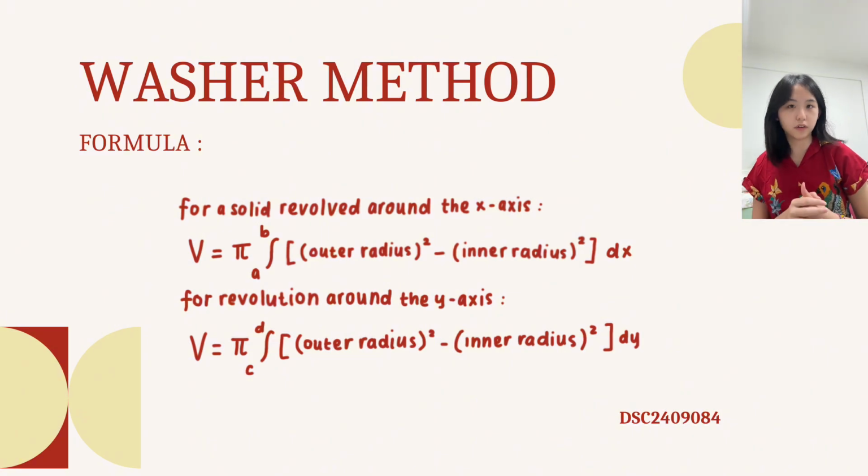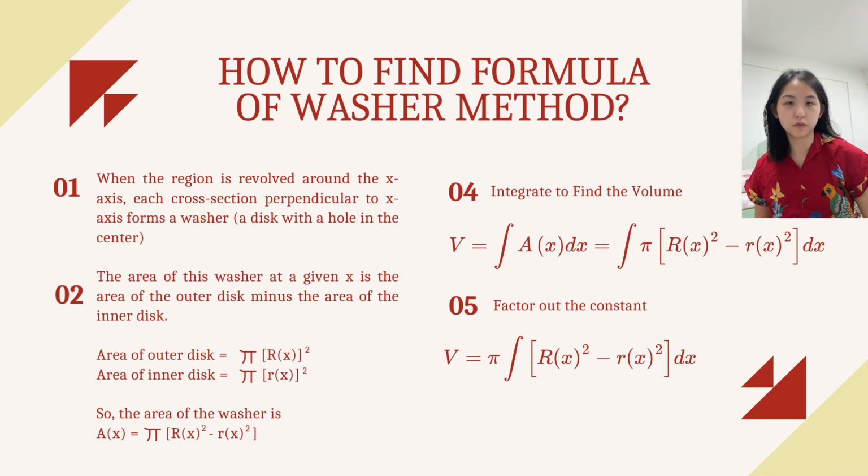And we also need to identify the bounds of the region we are working with, which we will denote as a and b, or c and d. So now I'm going to tell you about how to find the formula of the washer method.